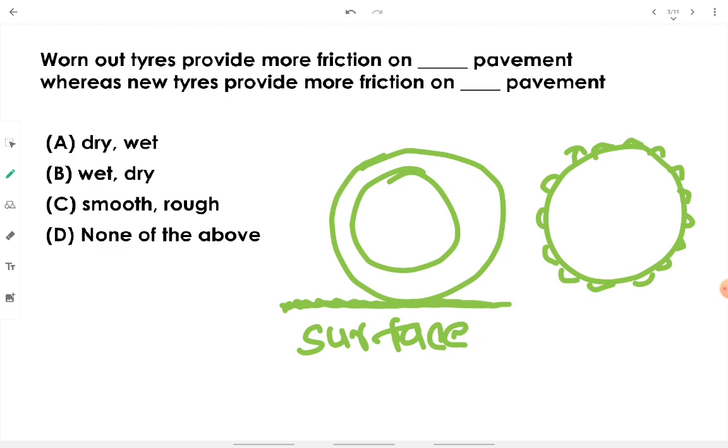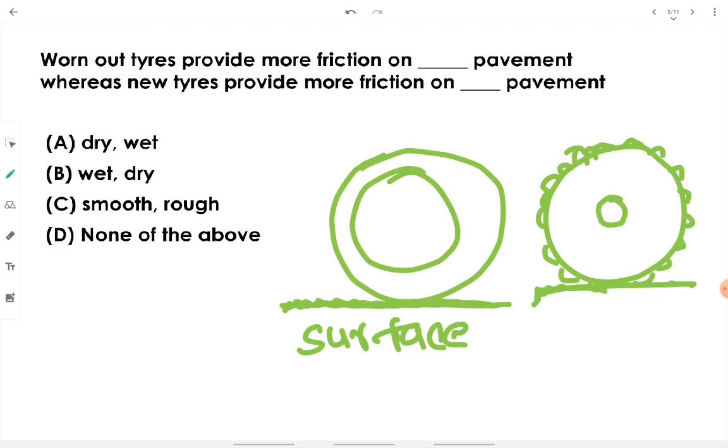Now let's take a look at this brand new tire. This brand new tire has rubber protrusions, the extra grip, making sure that the tire is going to be safe on the road. Now the surface is wet. What we just said is that we require friction in order to achieve stability. There should be some grip in between the road and the tire.